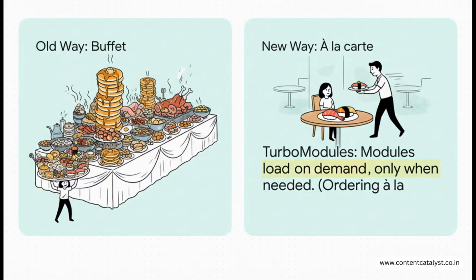The last pillar is Turbo Modules, and this analogy just nails it. The old way was like going to an all-you-can-eat buffet. Your app had to load every single native module it could possibly need right when it started up, which made startup slow. Turbo Modules are more like ordering a la carte. They're lazy loaded, so they only get pulled into memory the very first time you actually need to use them. This makes a huge difference for app startup time.